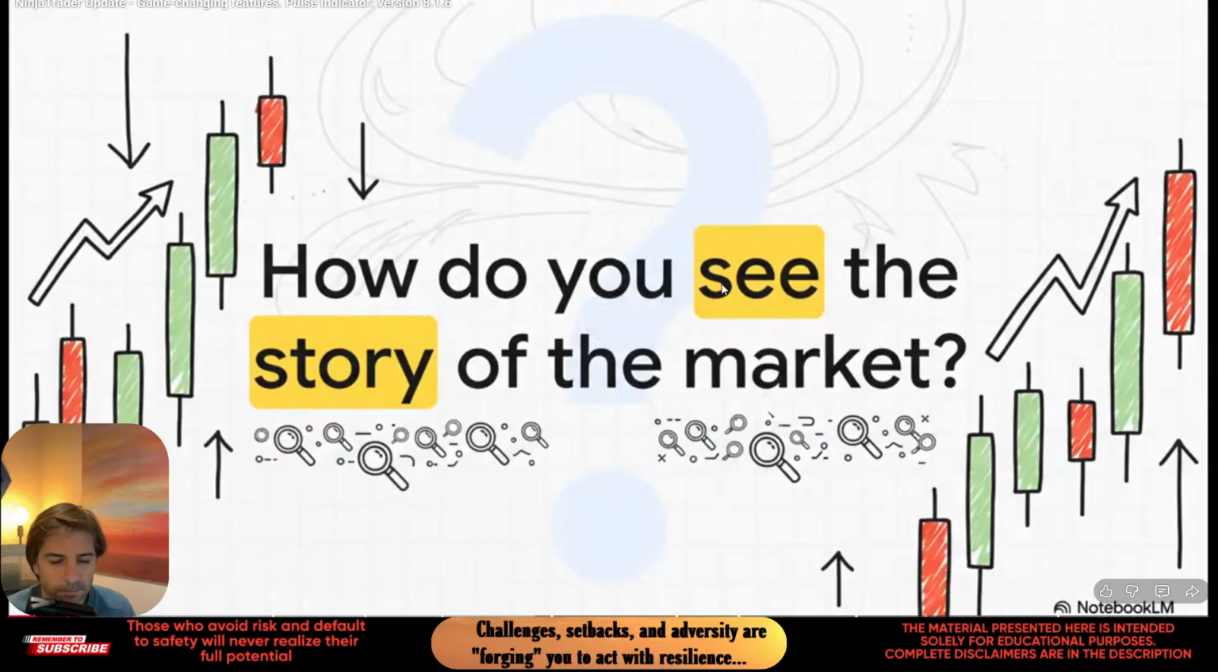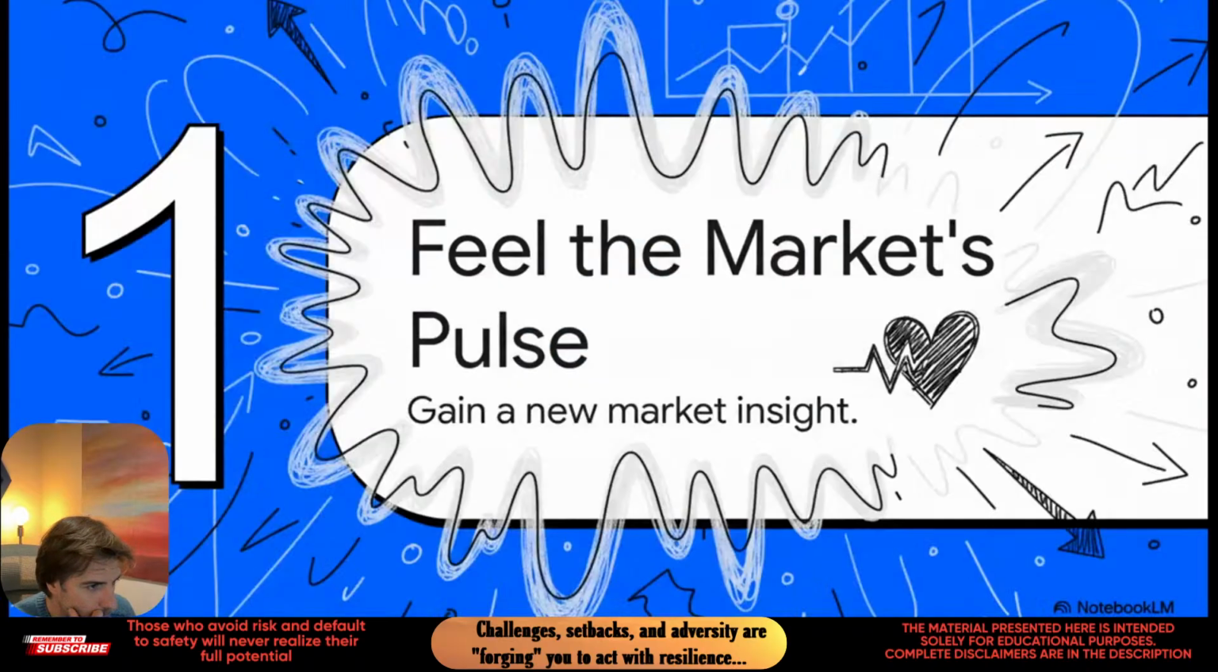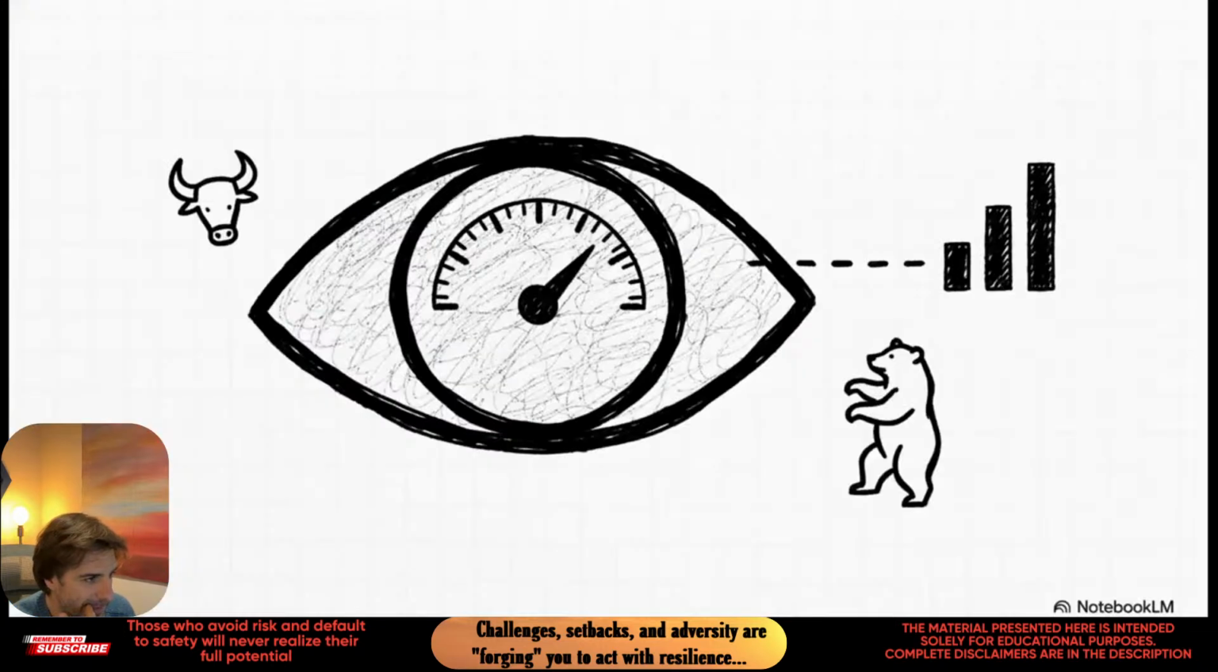I have a question for you. How do you really see the story of the market? Every chart tells a narrative, and this update is all about giving you powerful new ways to read it faster and with way more clarity than you've ever had before. So, first up, let's explore a brand new way to feel what the market is thinking. We're talking about sensing its underlying pulse and doing it in real time. The whole goal here is simple: to instantly see who's winning that constant tug of war between the bulls and the bears. And this isn't about guesswork at all. It's about getting a data driven snapshot of market sentiment in just a single glance.